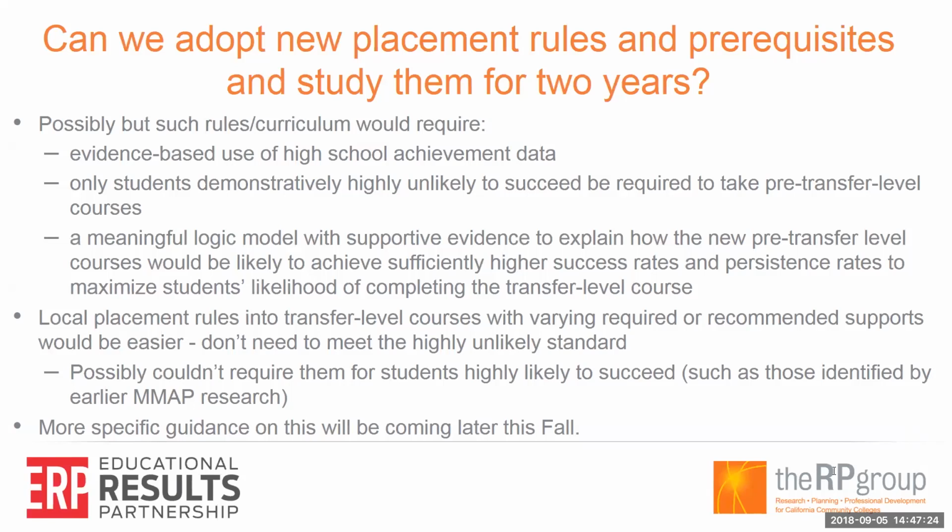Local placement rules in the transfer level courses with varying required or recommended supports would be easier, right? As long as the students are getting into a transfer level course, then you have a little bit more flexibility. And then there'll be some more specific guidance on how best to do this. We're working on it right now. We should have something for everyone in about a month, but most of the pieces are already there.